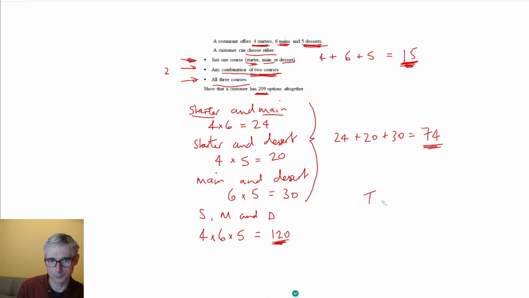So the total different options we could choose, or total combinations that we could choose, would be the 15 plus the 74 plus the 120. And if we do that, 120 plus 74 is 194. 15 plus 194 will give me 209 as required. So we've done that one.